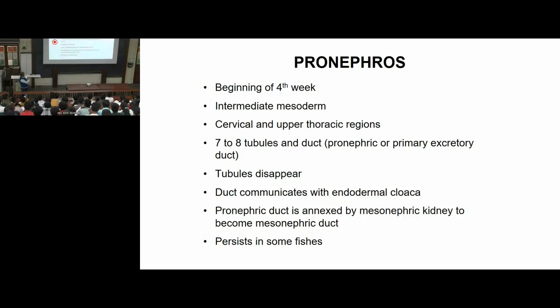7 to 8 tubules and one long duct. This is called a pronephric or primary excretory duct that starts developing. So there will be one long duct like this and there will be tubules entering into it, which are 7 to 8 in number. Finally, what happens is the tubules disappear, and the duct communicates with the endodermal cloaca, remember. Because finally the kidney ureter has to go to the bladder, and the bladder is partly derived from the cloaca.